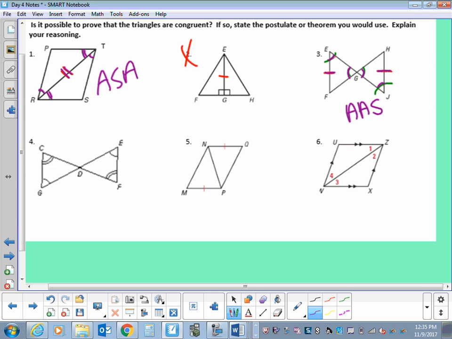On number 4, that angle D is in the middle, so therefore, what do I know about these two angles? They're congruent, so they're both vertical angles.